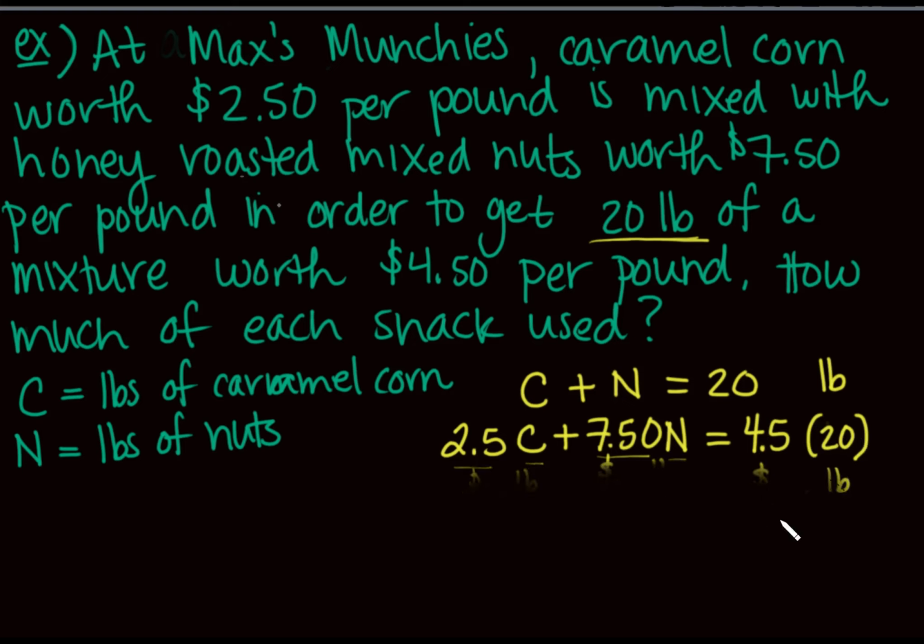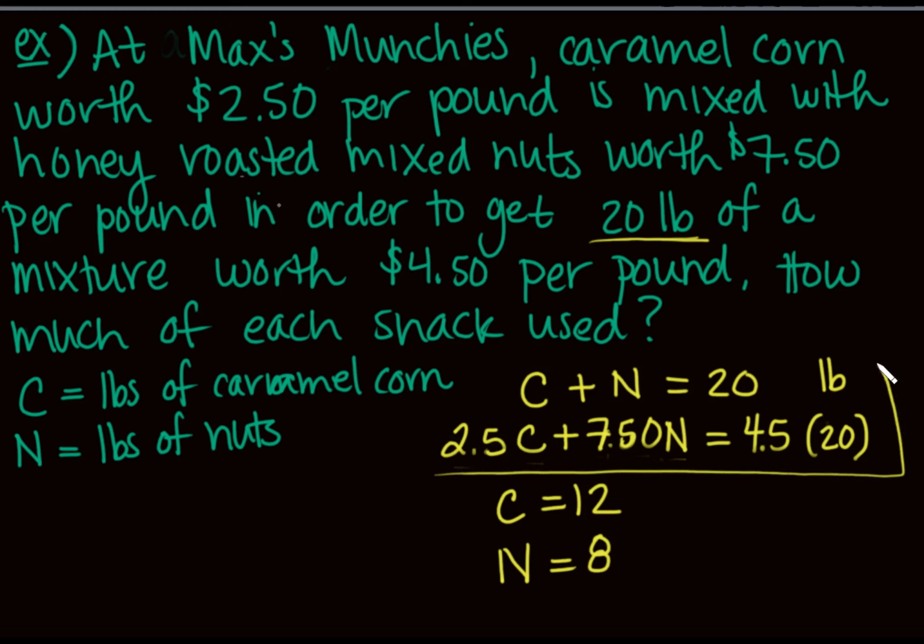Let me get rid of some of this stuff because that's a little bit confusing. I have my system of equations, and now I'm ready to go. I'm already at 40 minutes, so I'm not going to solve that for you. But if you solve this out, I think what you end up getting is 12 pounds of caramel corn and 8 pounds of roasted nuts. I really like elimination, but you could do substitution pretty easily here. Maybe solve for C or solve for N.